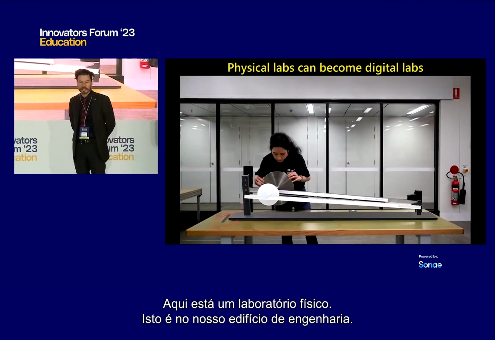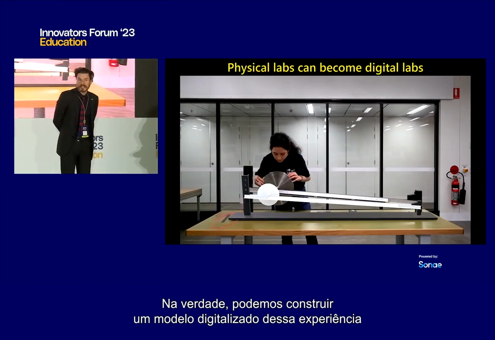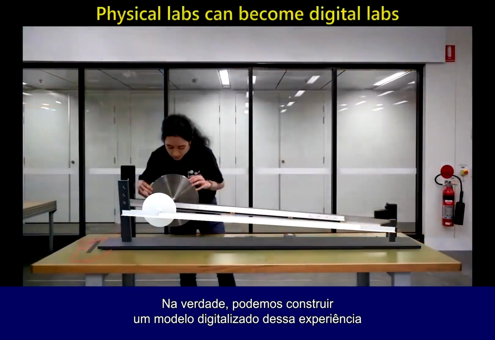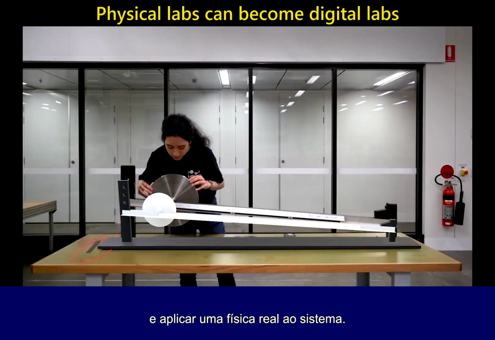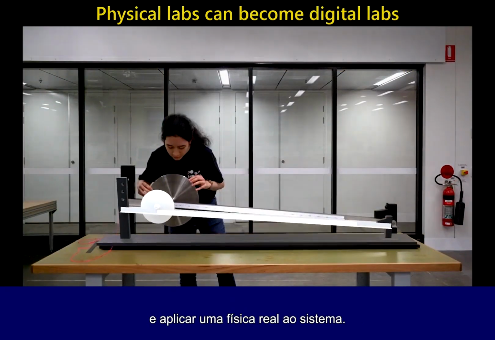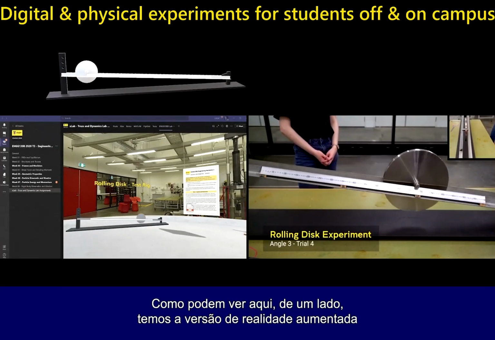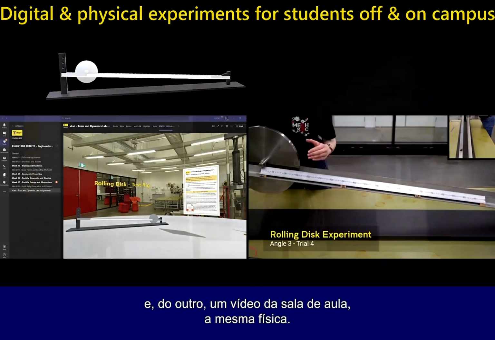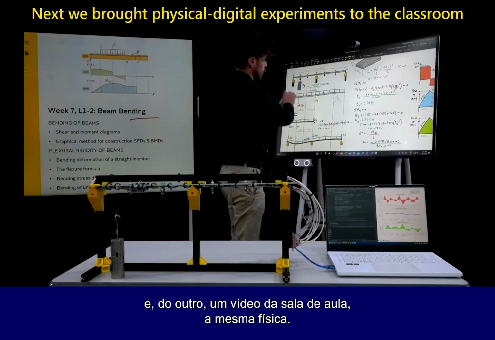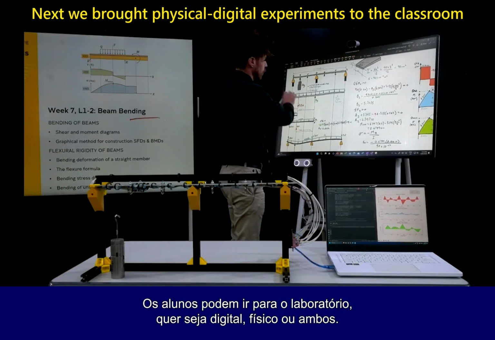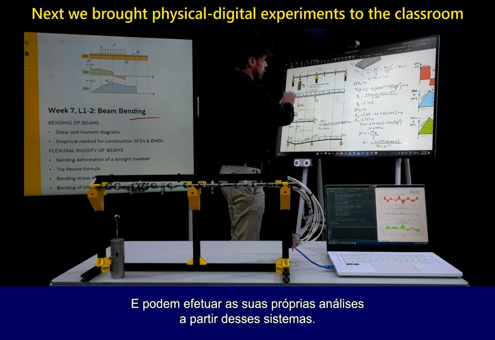So here you can see a physical lab. This is in our own engineering building. We can actually build a digitized model of that experiment, and we can assign real physics to the system. So what you'll see here, on one side we've got the augmented reality version and on the other a video of what happens in the class. The same physics, the students can go into the laboratory, whether it's digital or physical or both, and they can take their own readings out of those systems.